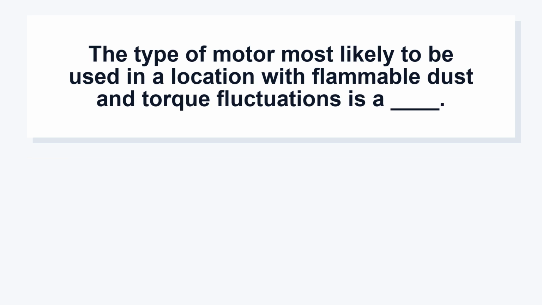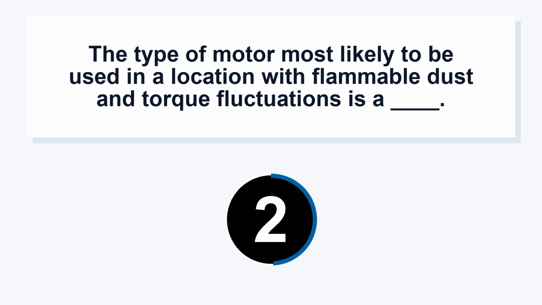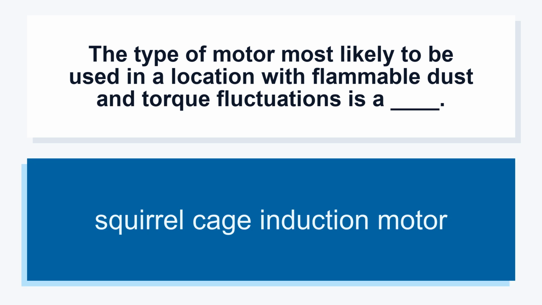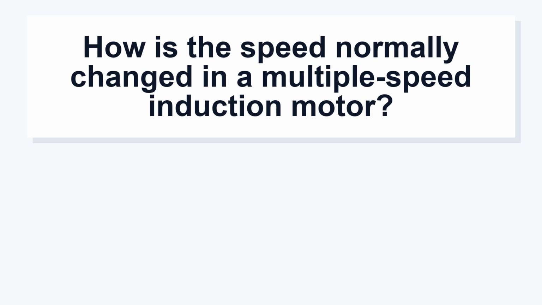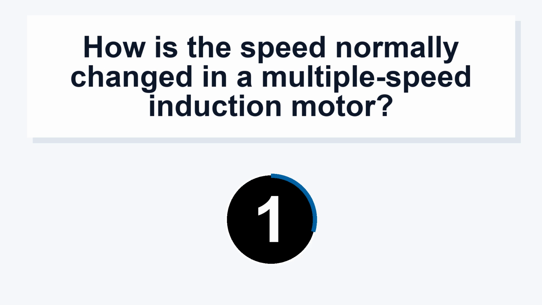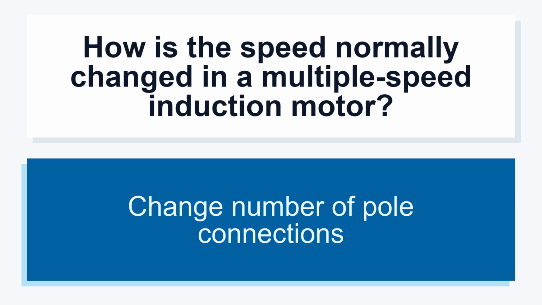The type of motor most likely to be used in a location with flammable dust and torque fluctuations is a squirrel cage induction motor. How is the speed normally changed in a multiple-speed induction motor? Change number of pole connections.